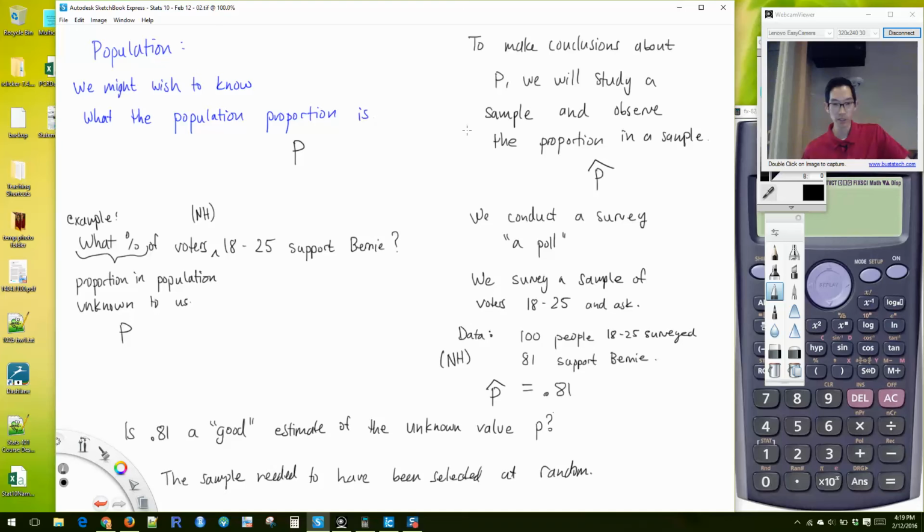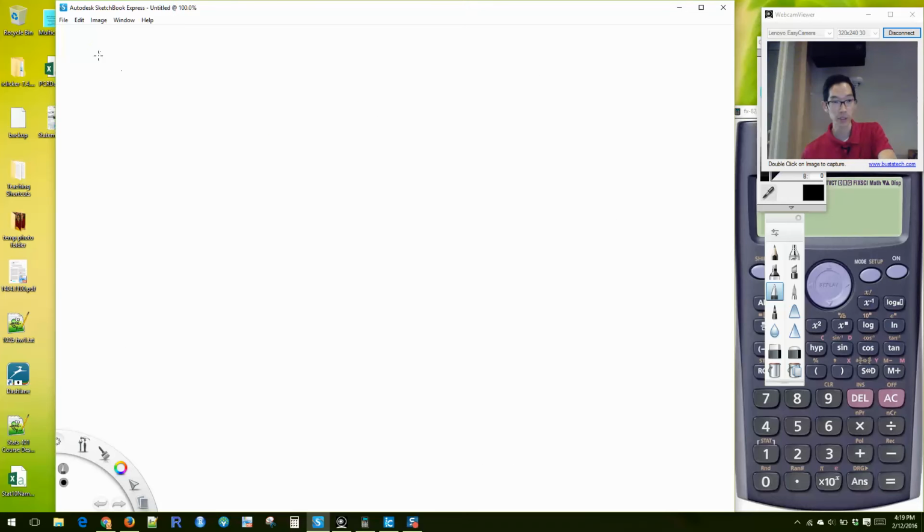Okay, so let's talk about this concept: is 0.81 a good estimate of the unknown value p? To get at that, we're going to have to talk about this concept of a sampling distribution. All right, so let's talk about a sampling distribution.